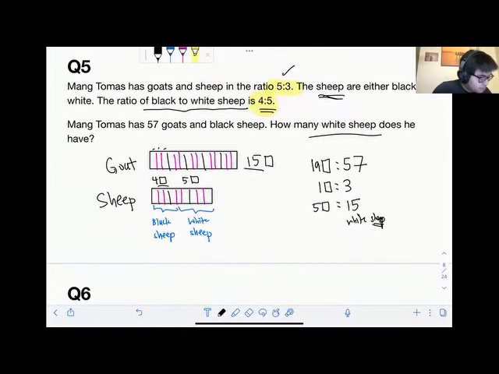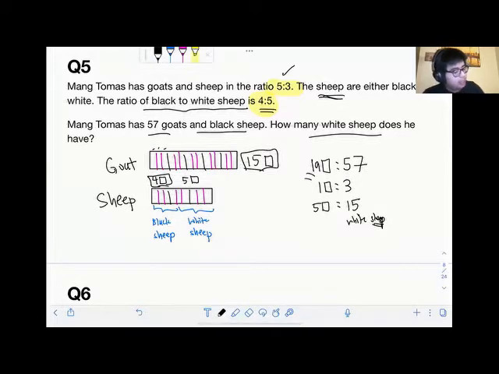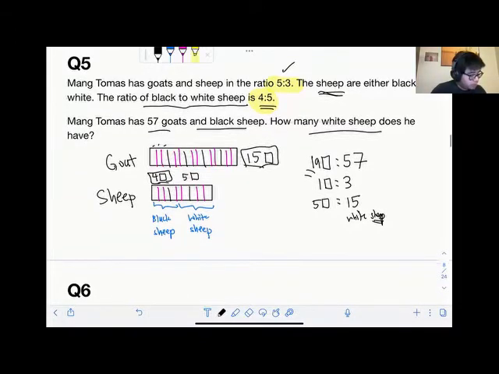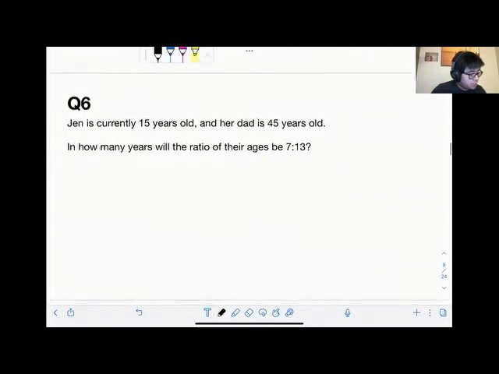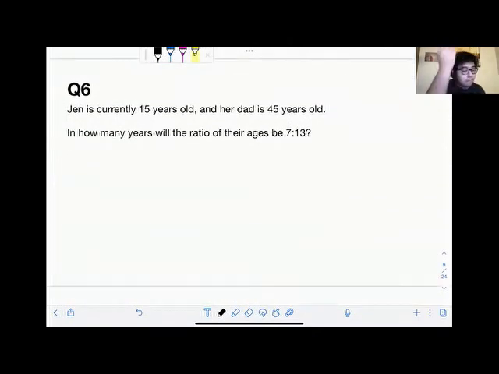Ganun din, no? Paghati po ulit, tamang pagbilang na yung 57 goats and black sheep, 15 boxes ni goats at saka 4 boxes ni black sheep para magiging 19. Ganun lang, no? So, tamang-tama po yung pag-solve natin. 15 white sheep. Thank you. Okay. Parang kuha na po natin yung ratio.